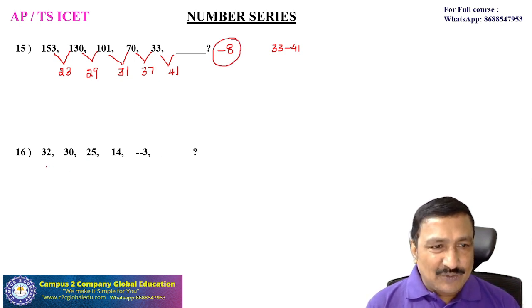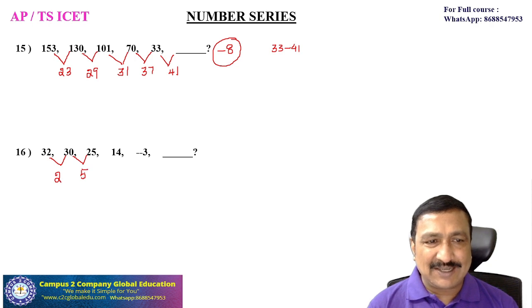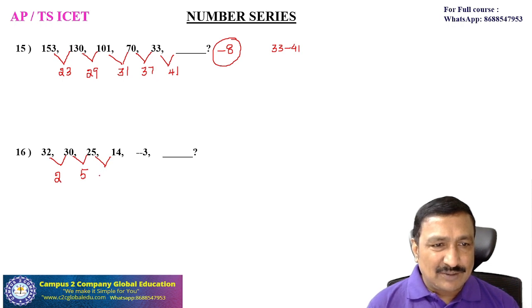Now look at the next one. So here if you look at 32 and 30, how much is decreased? 2 is decreased. And 30 and 25, how much is decreased? 5 is decreased. And 25 and 14, how much is decreased? So 25 minus this means alternative prime numbers. So if you look at here, 11 is decreased.